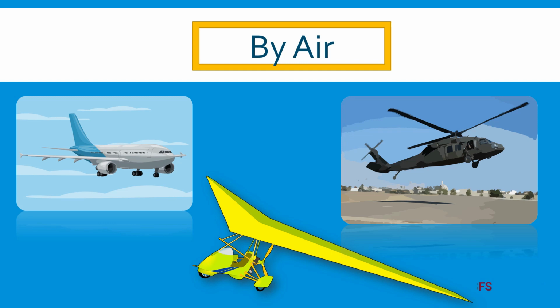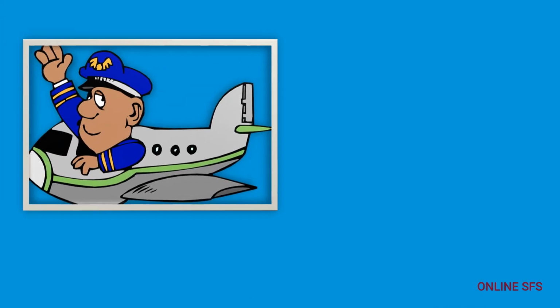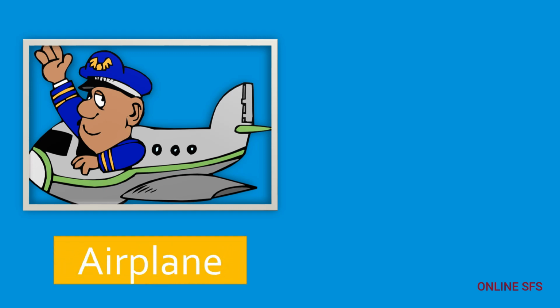Now let's see what kinds of transport we can see in the air. Air transport is used when you fly from one place to another using a carrier that can fly in the air. You must have seen this. Yes, an airplane. The most common air transport used to travel from one place to another.